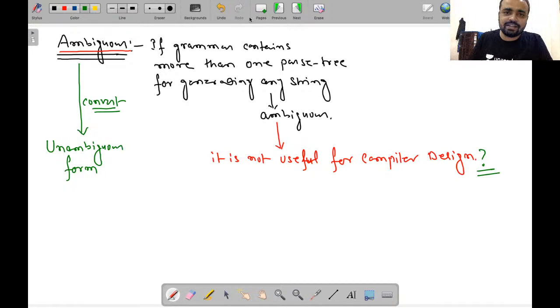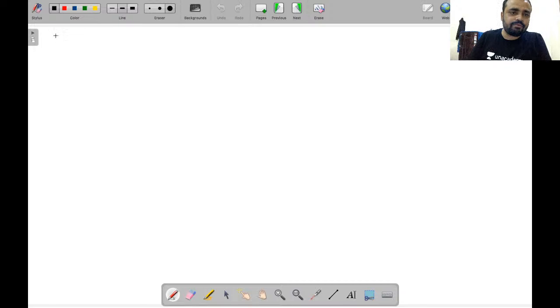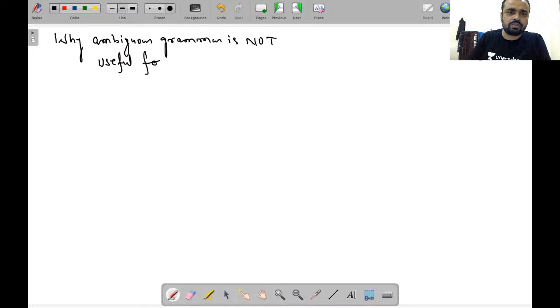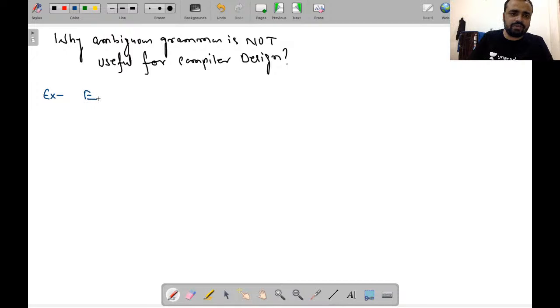Let's try to identify this. Why is ambiguous grammar not useful for compiler design? Again, this is the question mark. So please try to understand why it is not useful for compiler design. I am considering a simple grammar. Take an example, because with the help of an example only you will be able to realize.